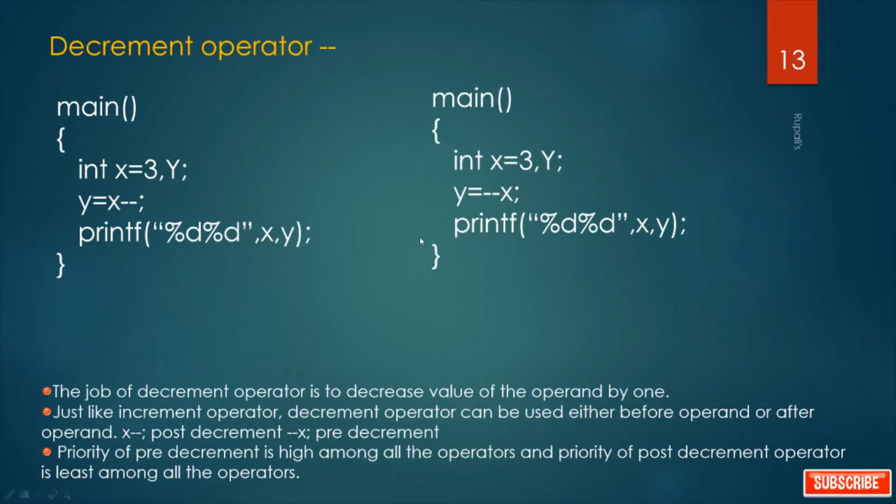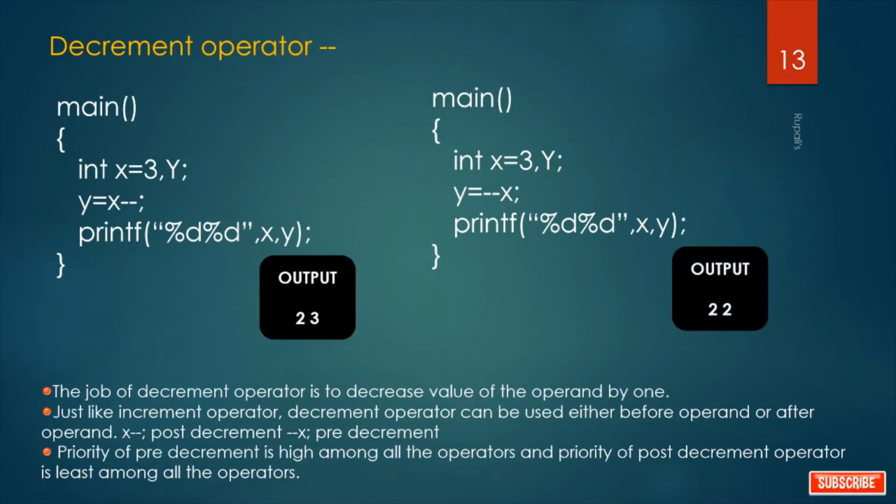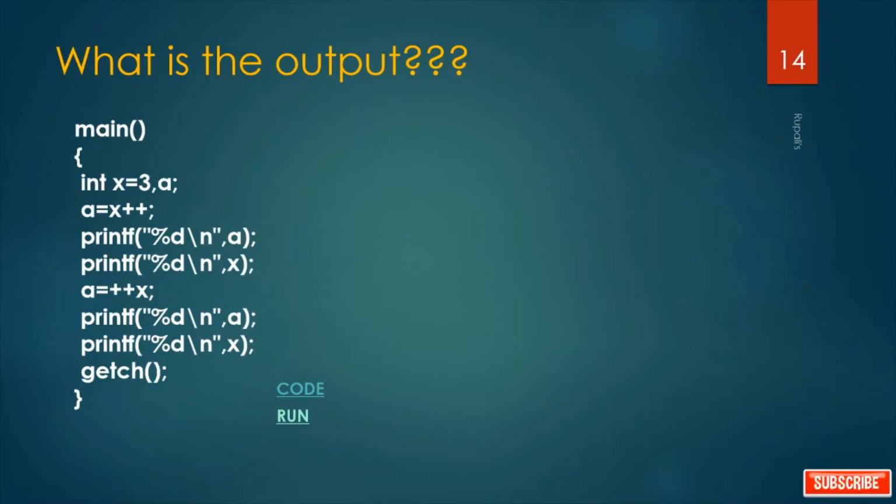Now tell me what is the output of this program and what is the output of this program. Think for 5 seconds and tell me. Yes, the output of this program is 2, 3 and the output of this program is 2, 2. Can you tell me what is the output of this program? Do it by yourself. I am waiting for your reply. Think for 5 seconds. Now I will discuss.